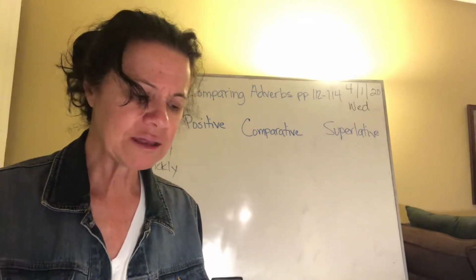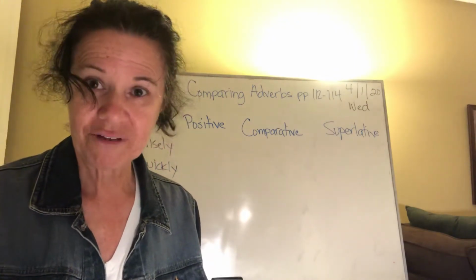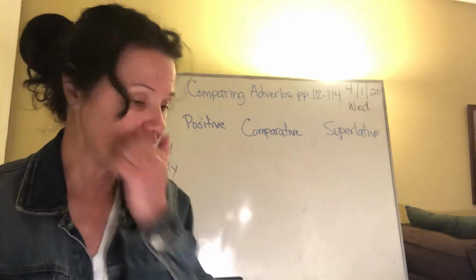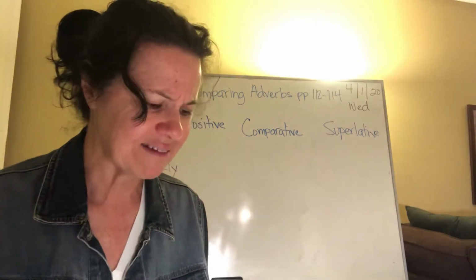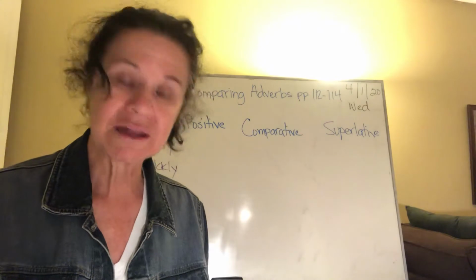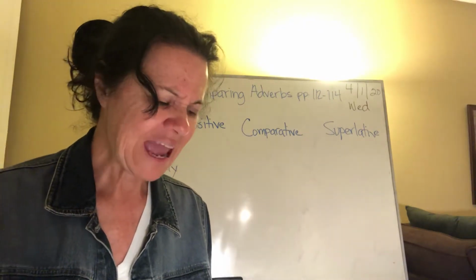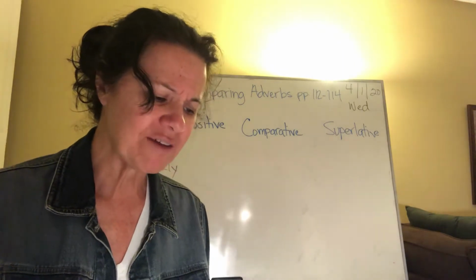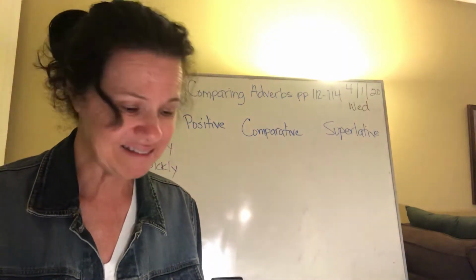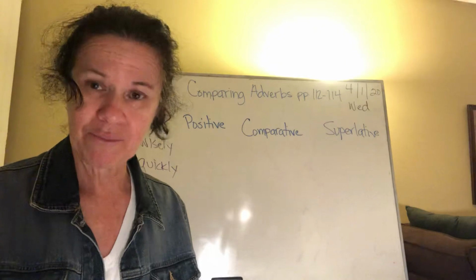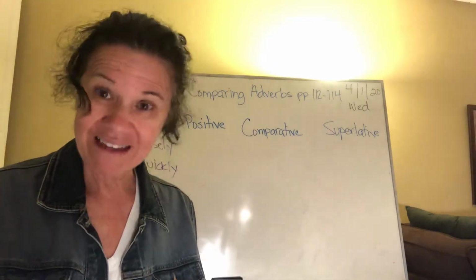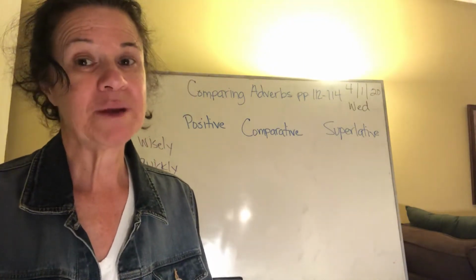So let's look at page 112. I have some examples on the board. I'm going to read over the directions with you. Number 1 says, adverbs of one syllable form the comparative and superlative degrees in the same way as adjectives by adding er or est. So, for example, the adverb fast, positive would be fast.